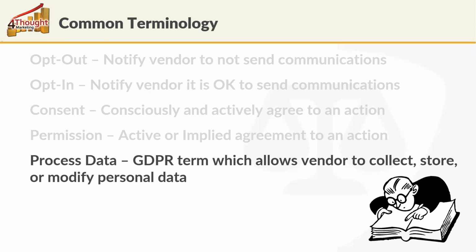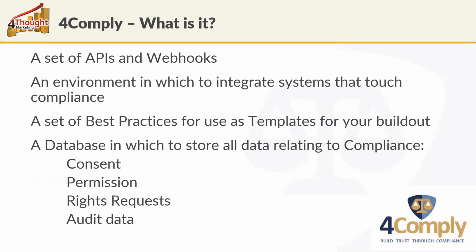Let's talk about 4Comply, what we've got, and some of the issues that you will be able to handle with 4Comply. So first of all, 4Comply is a toolkit. It's a set of APIs and webhooks. It's an environment that allows you to integrate systems across your company that touch compliance. These systems might be your marketing automation tool, your CRM system, your e-commerce or support systems. So it basically is a framework in which you can take information from various systems and use that across the systems to handle your compliance concerns.